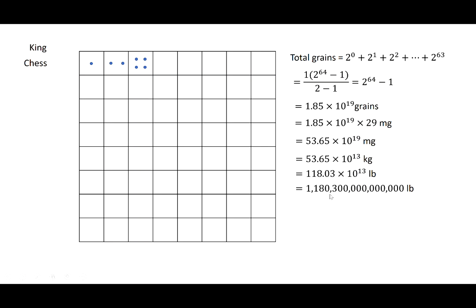Wait a minute. So this is what? This is 1,000, 1 million, 1 billion, 1 trillion, 1 quintillion, 1,180 trillion pounds of rice, or 1 quintillion pounds of rice is what this guy asked. Yeah, who is the stupid one now? Right? Okay. Cool. That's my story.